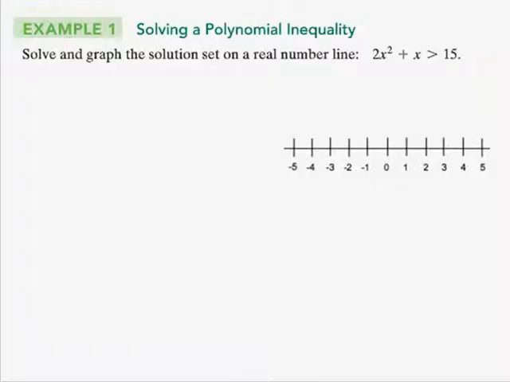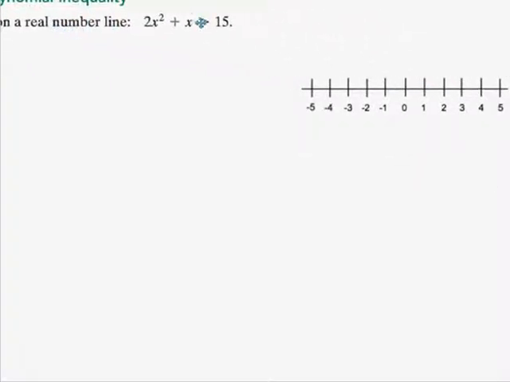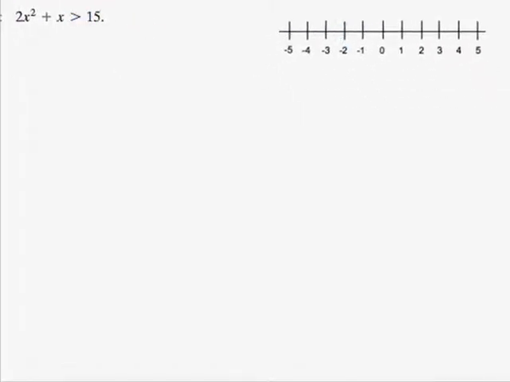All right, example 1. Solve and graph the solution set on the real number line of 2x squared plus x is greater than 15. Okay, I'm going to move my number line up here a little bit. We really only need to see the inequality now, and I'll put my number line up here.